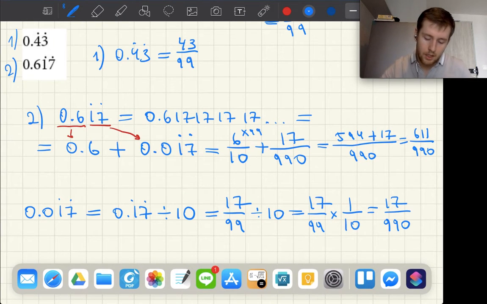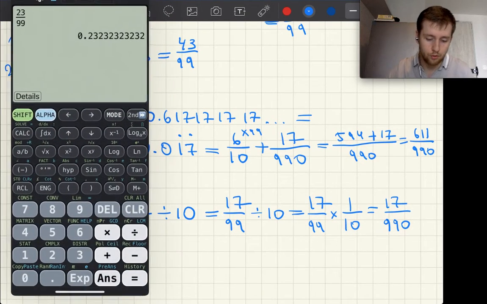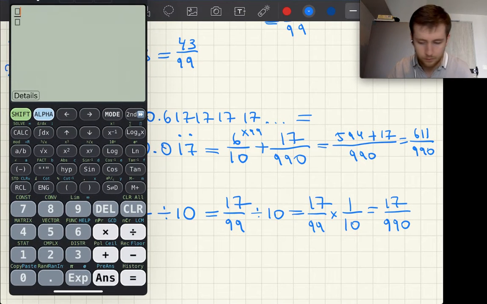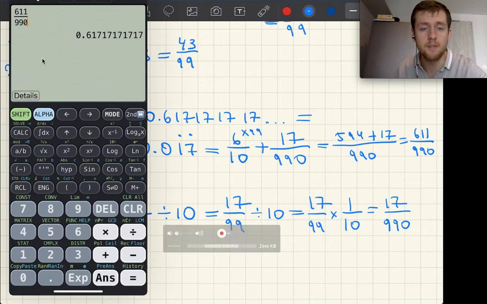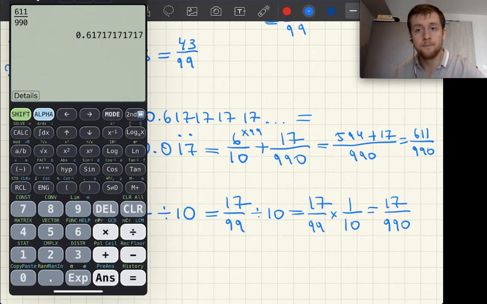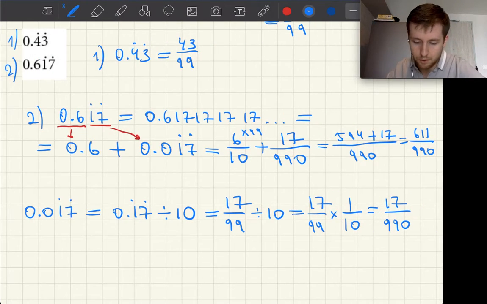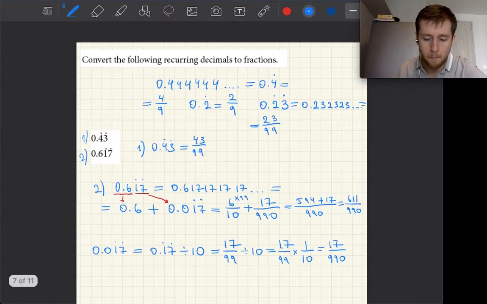To check if it can be simplified or not, you can go to your calculator. Just type 611 over 990. This cannot be simplified. And this is also how you check it: you see in the calculator, when you type it, that's the number you get. It means you got it right. Okay, so that's it for recurring decimals. I hope it makes sense to you.